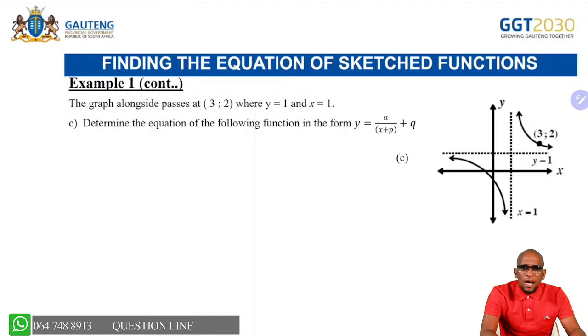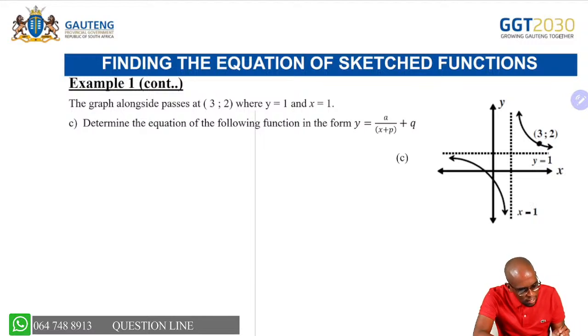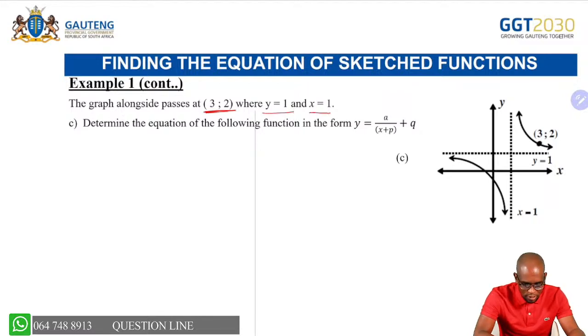The next one is a hyperbolic form. A hyperbola will always have asymptotes. It will always have both the horizontal and the vertical asymptotes. Sometimes those asymptotes are equal to 0. Both of them are 0 if it's a standard hyperbola. But in this case, we are given those asymptotes as y is equal to 1 and x is equal to 1. The graph also passes through the point (3, 2), where y is 1 and x is 1 are the horizontal and the vertical asymptote respectively.